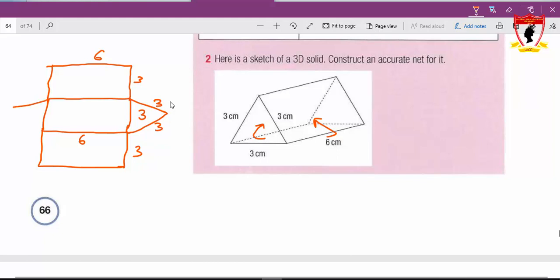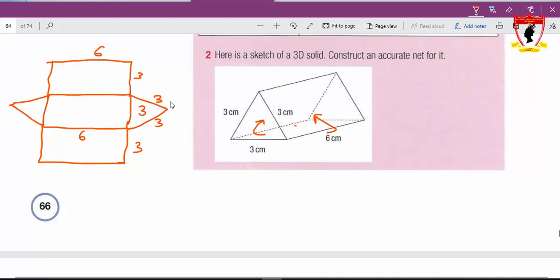So on the other side, 2 triangles are connected. Each side of this triangle is 3 centimeters. That's how the net looks. Remember to draw the base first, then think about the other faces, how they are connected to the base.